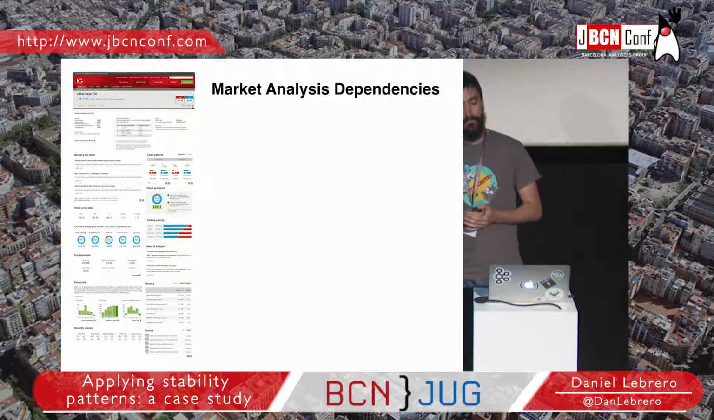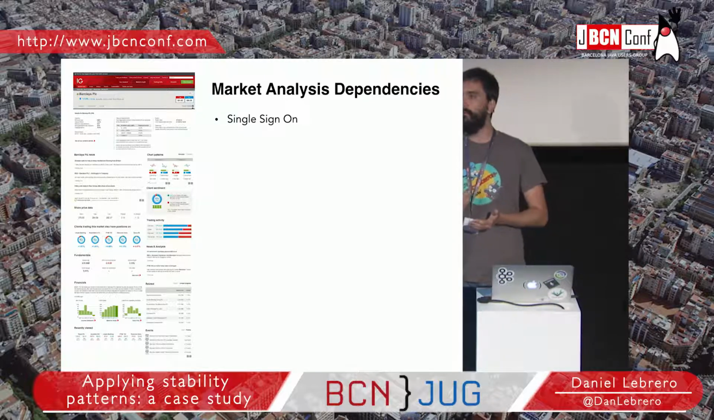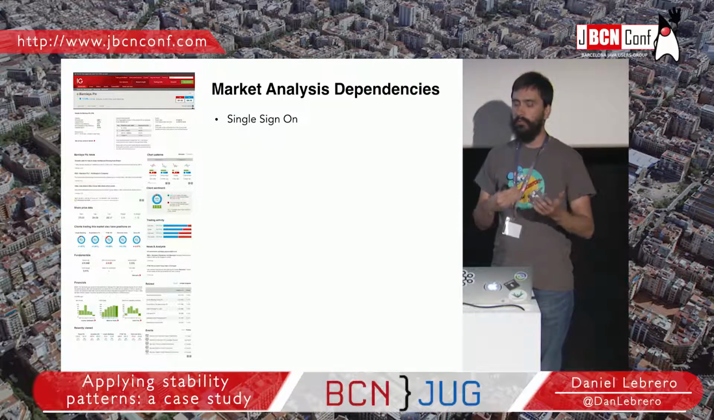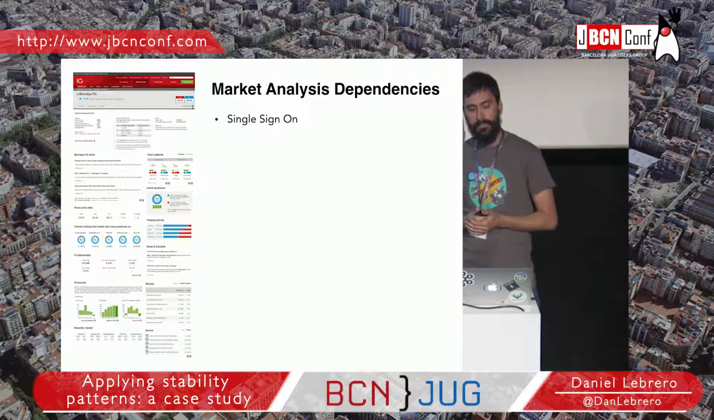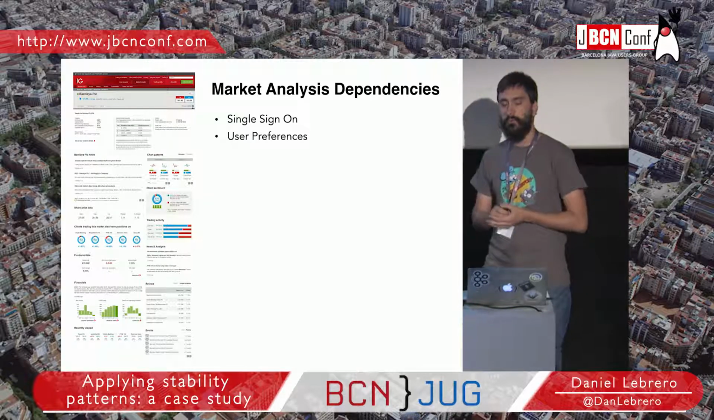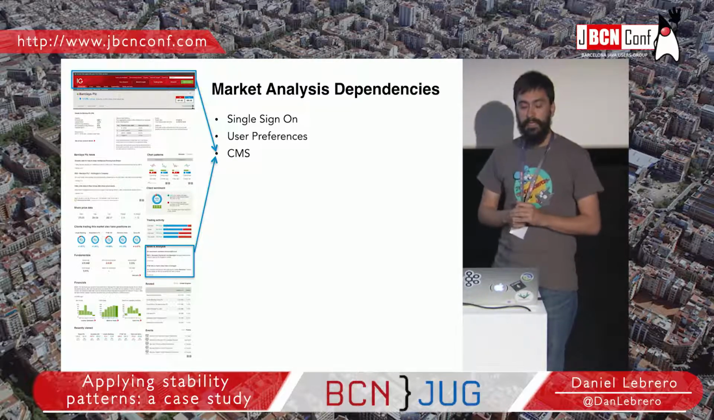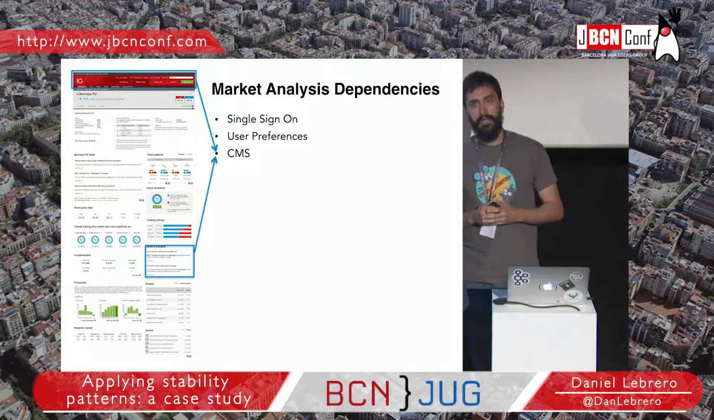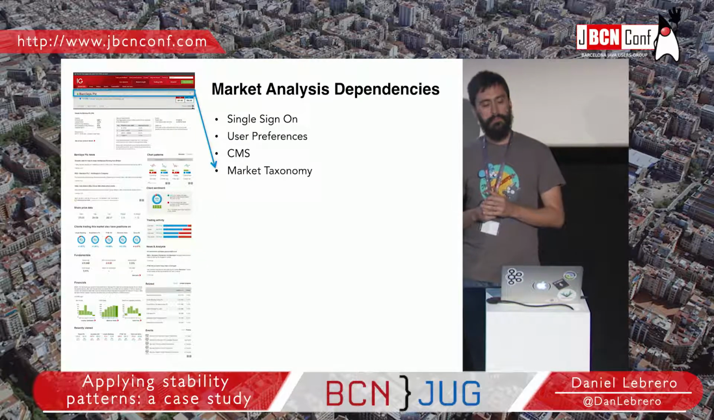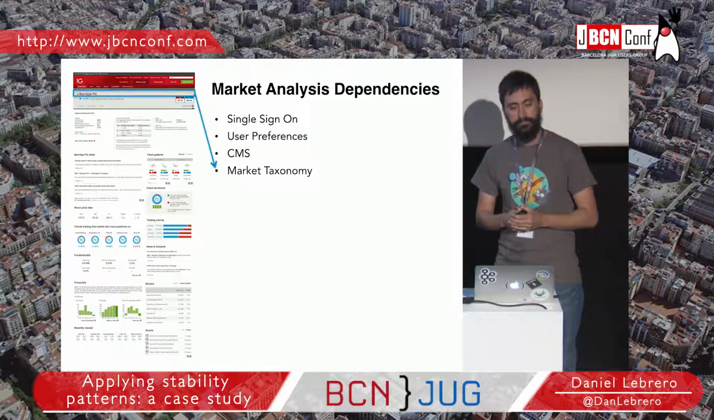So to build that page, what services do we need to talk with? The first service is single sign-on. The first thing that we need to know is if the user is logged in or not, and which user it is. Then we have to talk with the user preference service to know which modules, which widgets we need to load for that user. Then the header comes from the CMS, and there are some news and analysis articles that come also from the CMS. Then to show the name of the markets and the translations, we contact a service called Market Taxonomy.